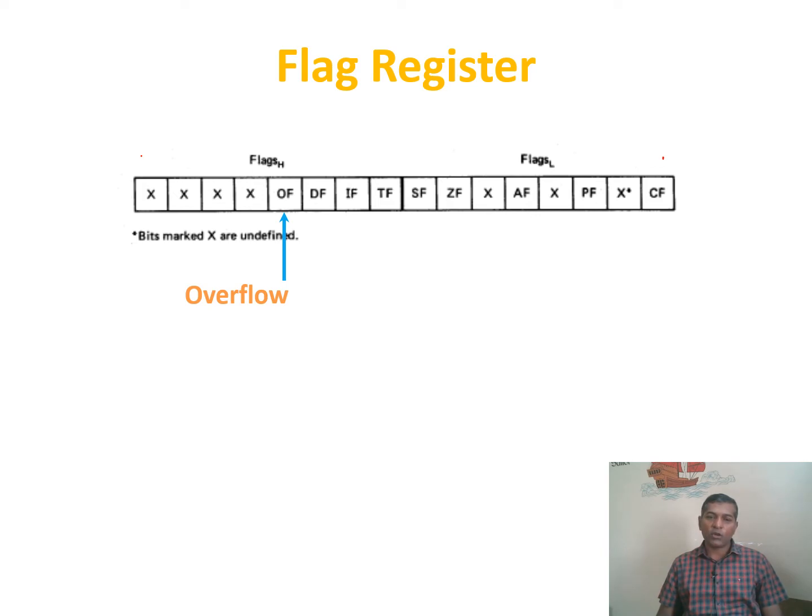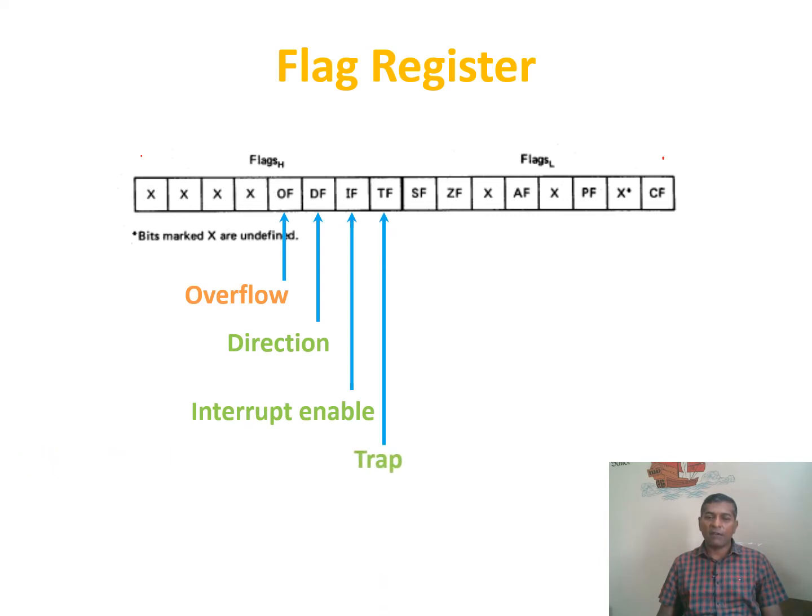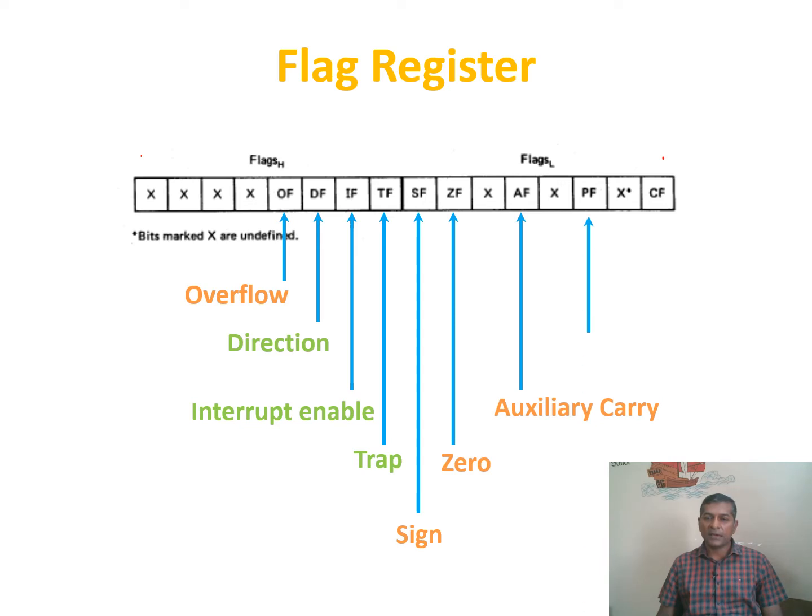This is the overflow flag. Then we have the direction flag. Then this is the interrupt enable flag. Then we have the trap flag. Next is the sign flag. Then next is ZF, meaning zero flag. Then we have the auxiliary carry flag. Then the next is the parity flag, and the last is the carry flag.